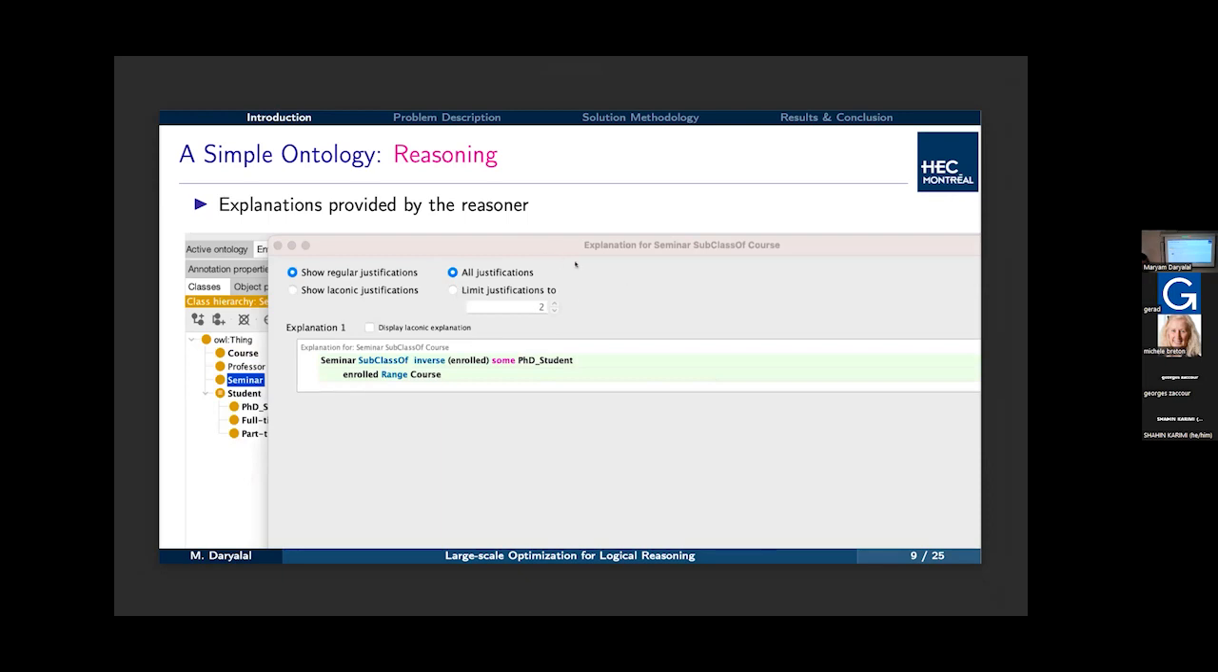As you can see, the reasoner can even provide us justifications for why it was able to tell us that a Seminar is also a course. It tells us it's because of these two relationships. So a good, correct algorithm should be able to do the classifications, do the queries, do the satisfiability check. It should also be correct, meaning that for every question we ask, it should be able to justify the answer. We call this soundness and completeness.